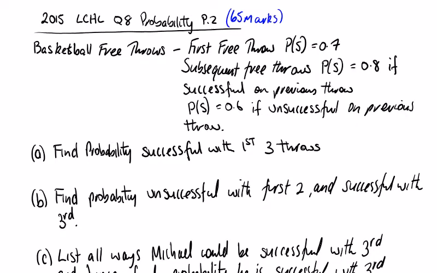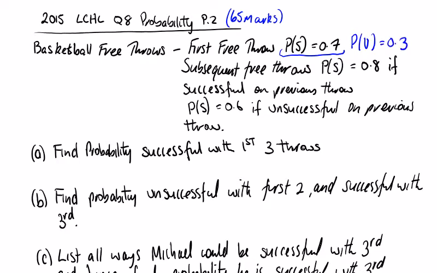2015 Leaving Cert Higher Level Question 8, a probability question worth 65 marks, which was more than 20% of the paper. It's a basketball game where Michael is taking free throws. The probability of success on his first one is 0.7. So I'm just going to write beside this, the probability of being unsuccessful will be 0.3.